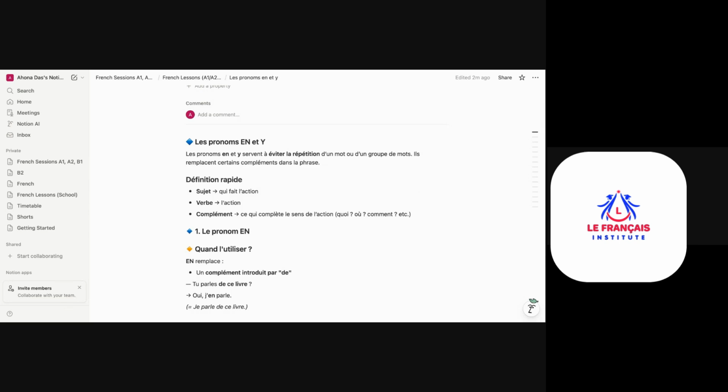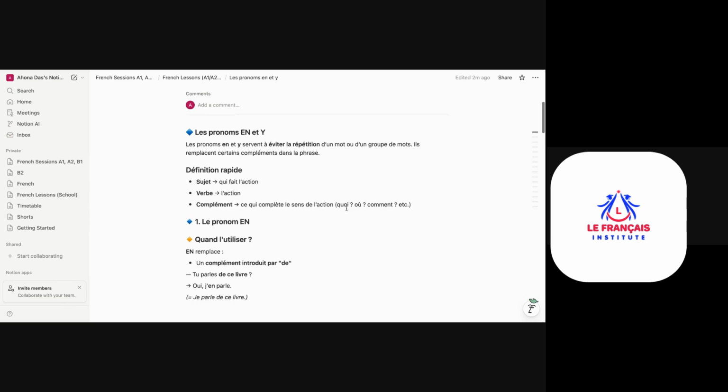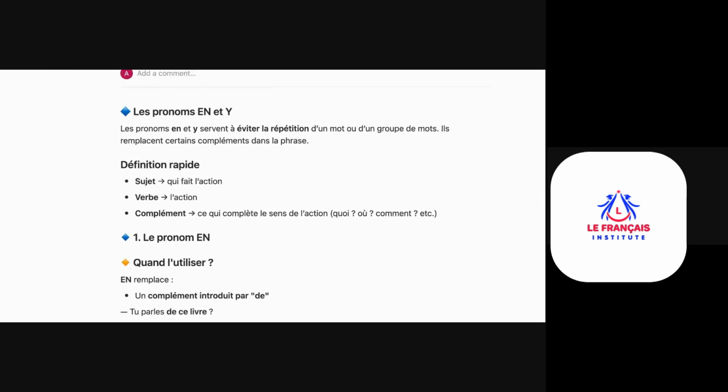Why are pronouns used? To indicate he, she, it, instead of, in a sentence or in a passage, referring to the same name repeatedly, you can use the pronoun. Exactly. So repetition of a word or a group of words, that's what we try to avoid. We try to avoid repetitions.